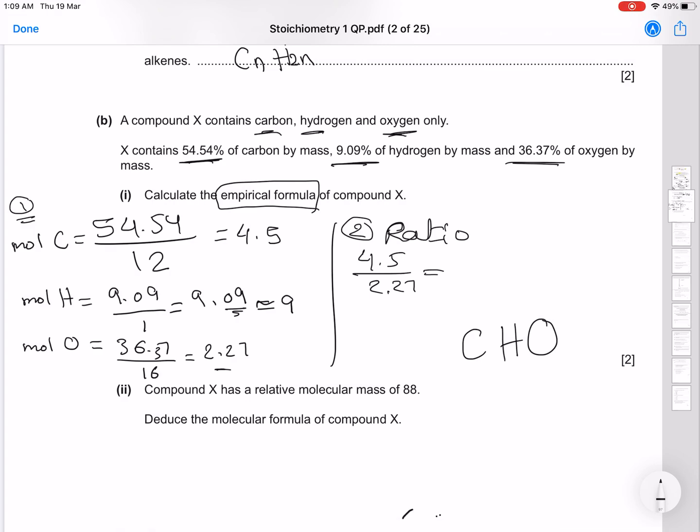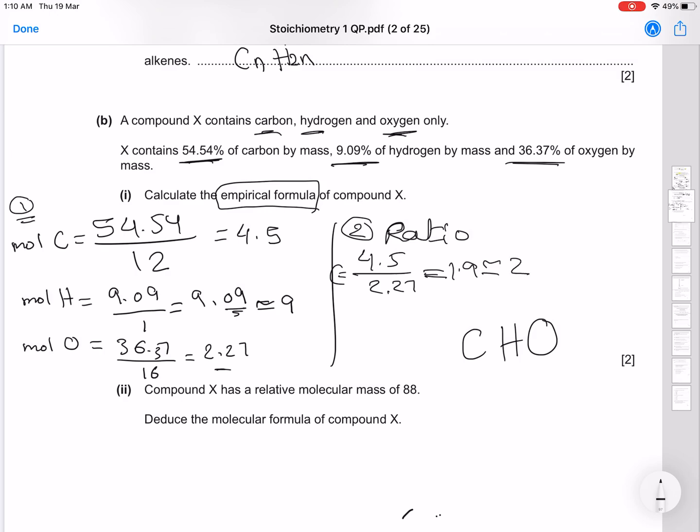And then it should be, no, sorry, that's the ratio for the carbon. Okay, let me just do the calculation over there. 4.5 divided by 2.27 will give me 1.9. 1.9 is almost 2, so I'm gonna round it to 2.